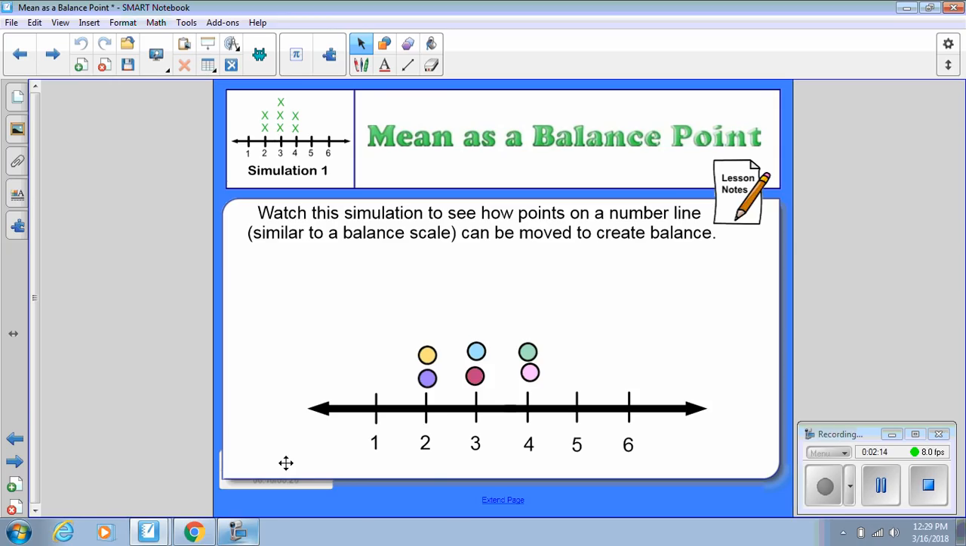See how each time they're moving 1 from each side, and it's moving 1 jump until you get to a middle number because they can't cross over. So your mean as a balance point, or the average, would be 3 because that's where all of the circles wound up.